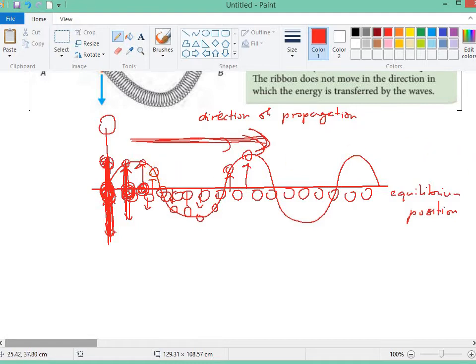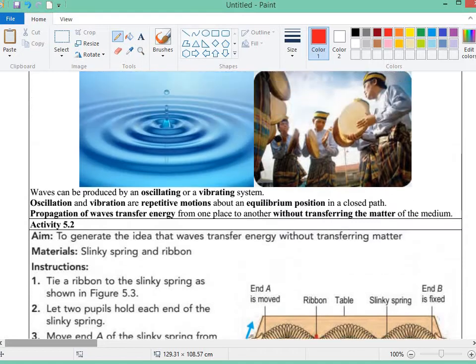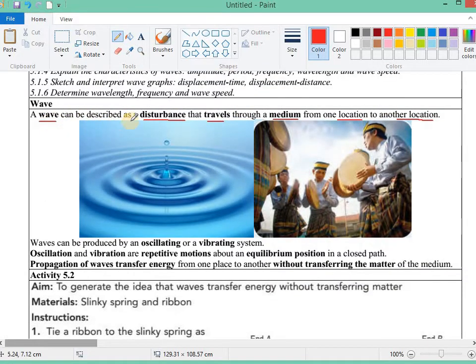That is why the definition of a wave is that a wave can be described as a disturbance. Just now with the water, when there is no wave, the water molecules just stay there. When there is a wave, it disturbs the medium and makes the medium start to move. So it's a disturbance that travels through the medium. If it is a water wave, the medium is water. If it is sound, for example right now, a sound wave, the medium is air.